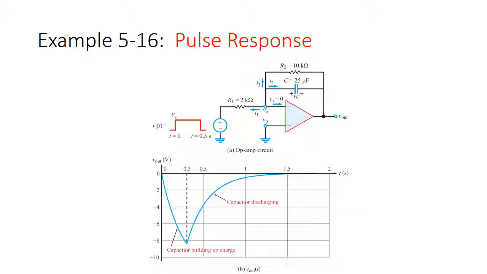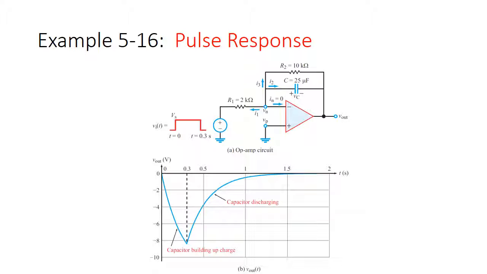So here we have a pulse response for 5.16, and we're going to look at what that does. So we have a pulse coming into it, and that pulse is going to travel up through R1, and we have a node there where it's going to split between a resistor and a capacitor as well. And what we're going to have on the bottom is our output.